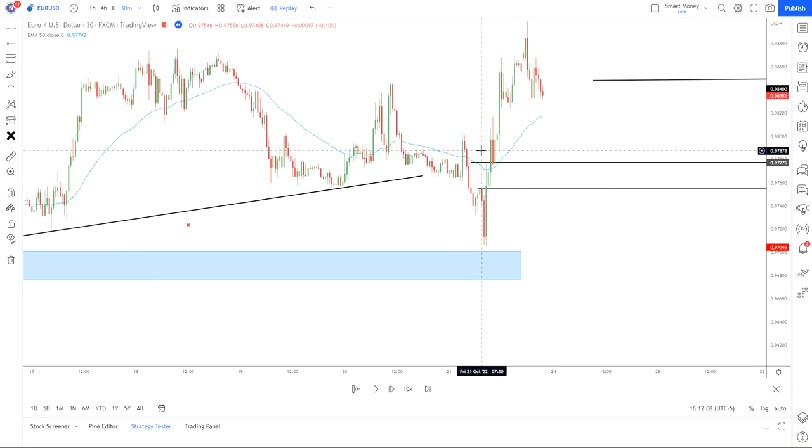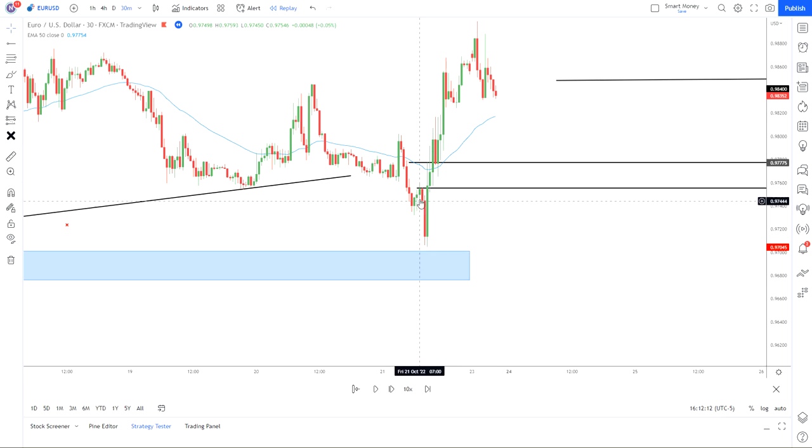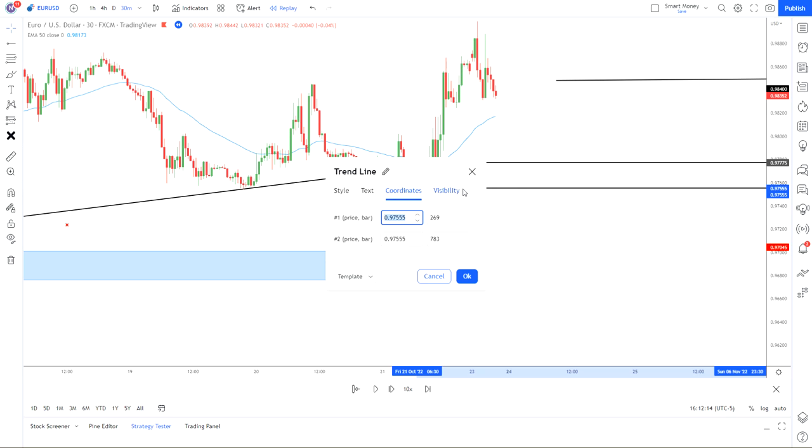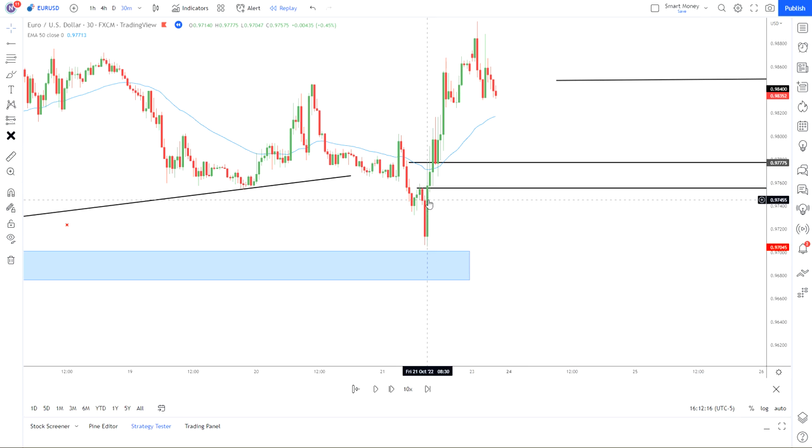Well, I did my analysis before. This was actually sent out to our VIP community, but the first level was 97555. We can see that in the lower time frame, we had a little bit of a pullback, and then we had our last selling volume. So that sell to buy, that's what creates the demand here.